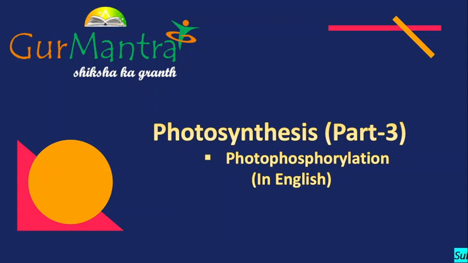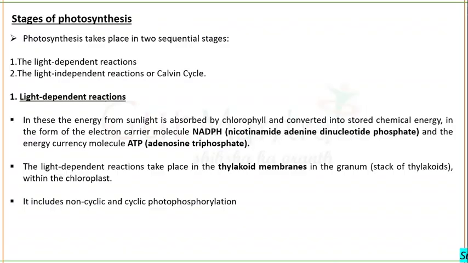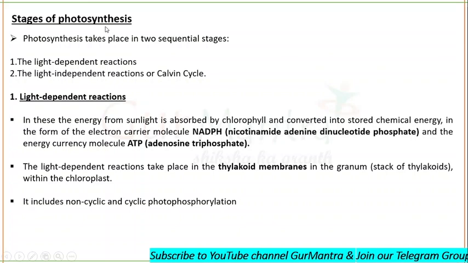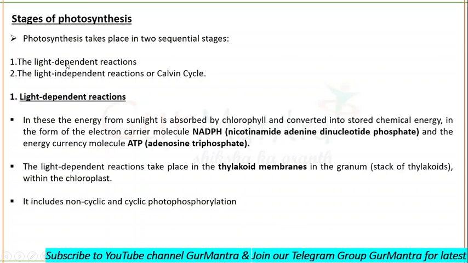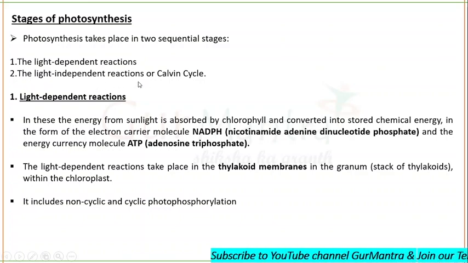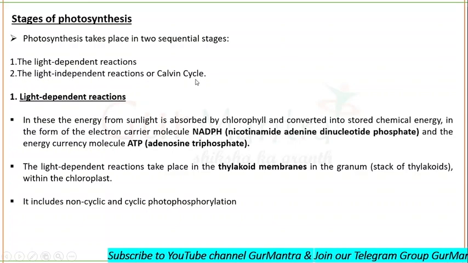Okay, so let's start. First of all, we'll come to know how many stages are there in photosynthesis. There are two stages in photosynthesis. One is your light dependent reactions, the other is your light independent reactions. Light independent reactions are also known as the Calvin cycle.